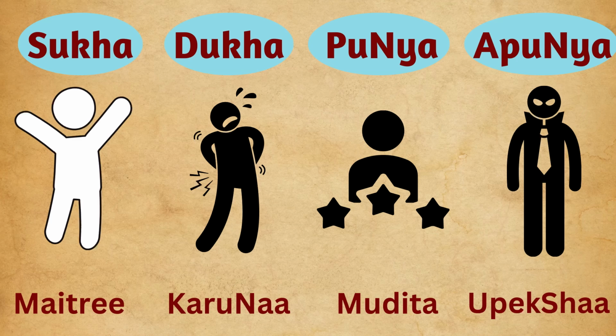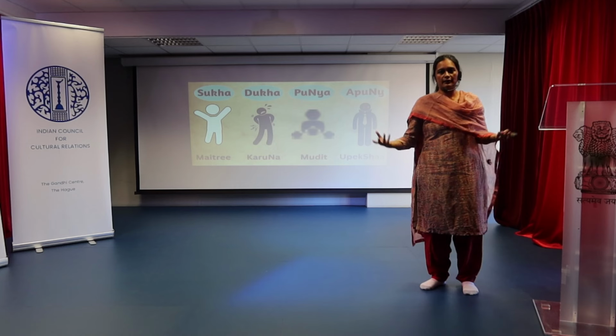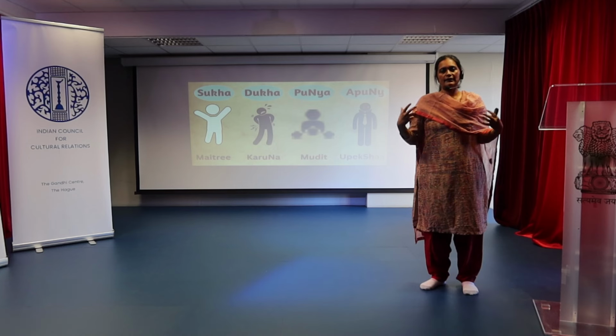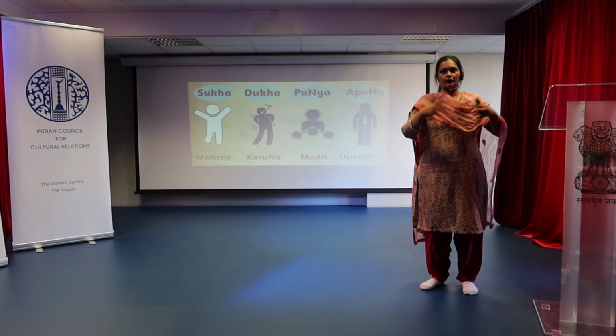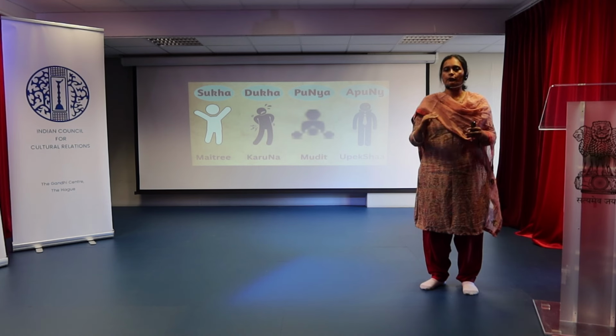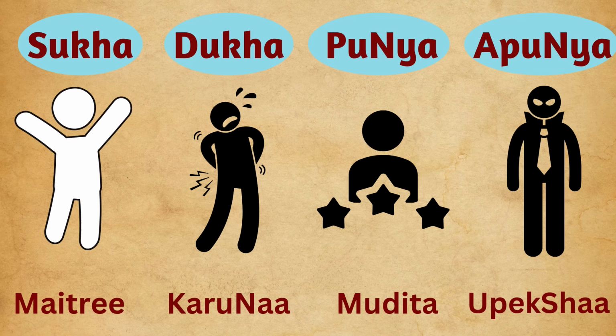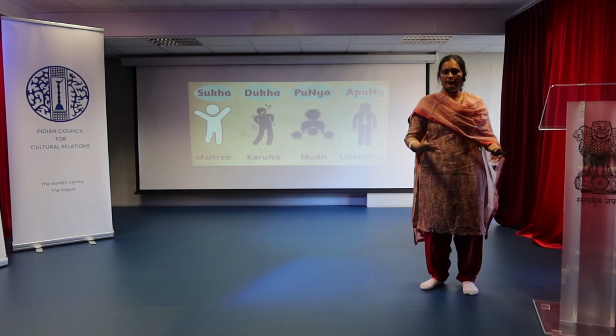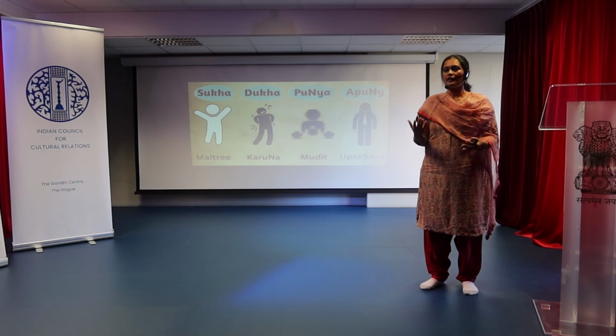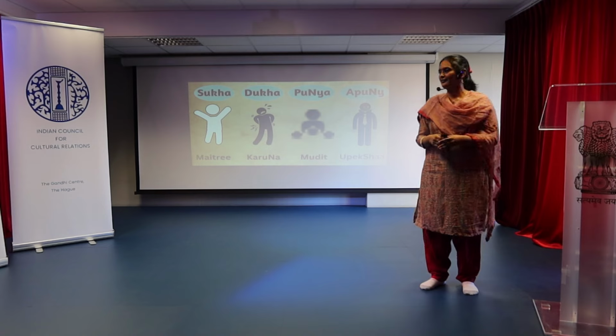So to keep the mind in balance, when we encounter a person who is in sorrow, we have to have compassion. And when we see a person who is doing punya, who is doing noble activities, who is helping others, when we see such people, a range of things can happen within us. But to keep our mind in balance, we should be mudita. We should be happy that they are doing good to others. They are bringing peace to others. We have to be happy in order to keep our mind in balance.